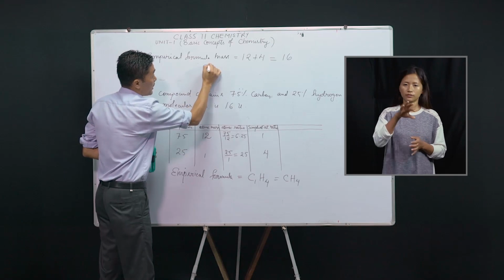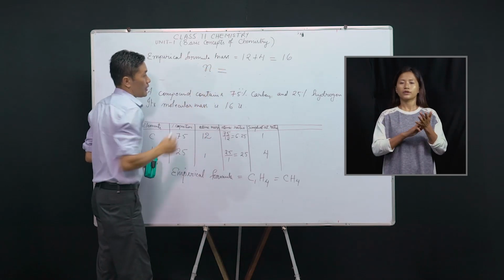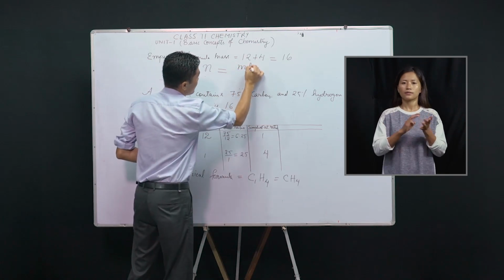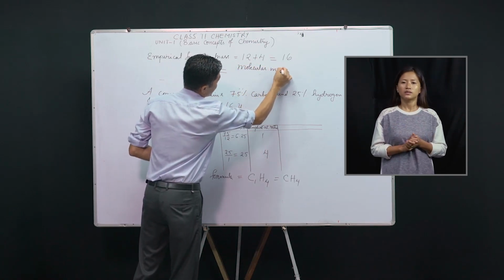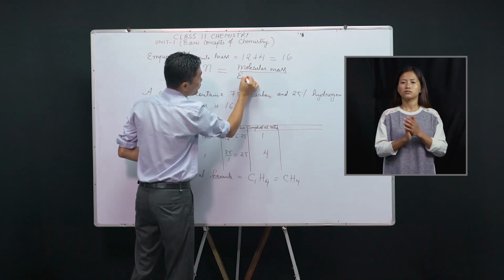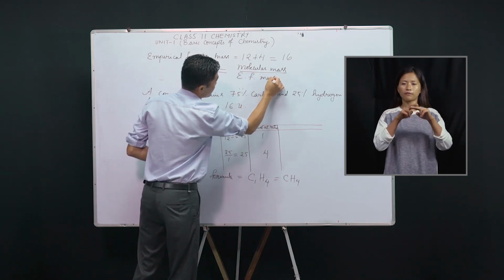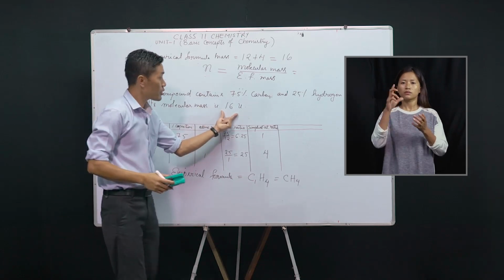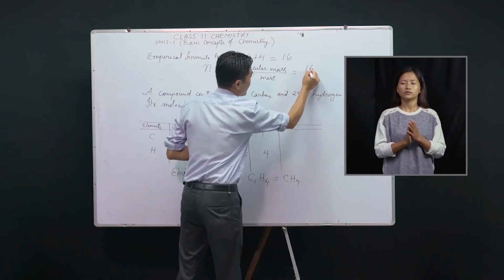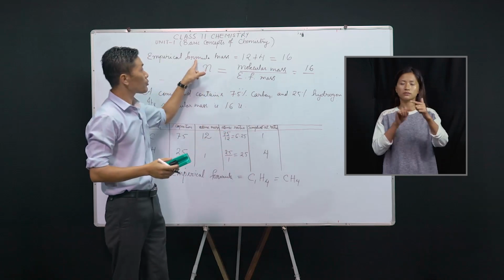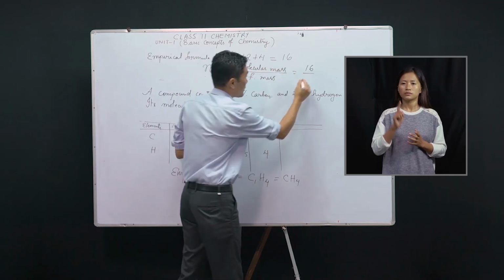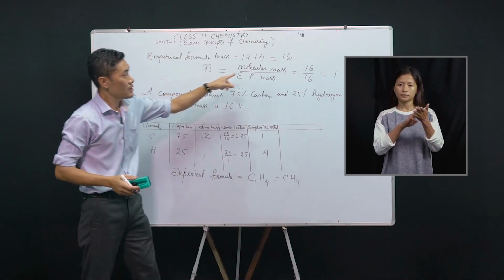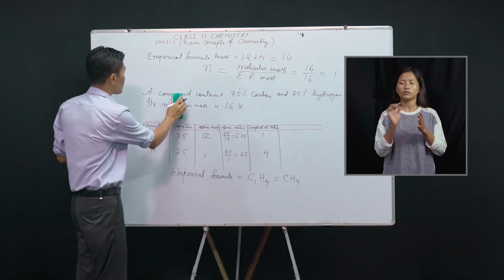Then we find the factor N. N is given by the molecular mass divided by the empirical formula mass. Now we are given that the molecular mass is 16 atomic mass units. So this 16 is divided by the empirical formula mass, which is also 16. So N in this case is equal to 1.